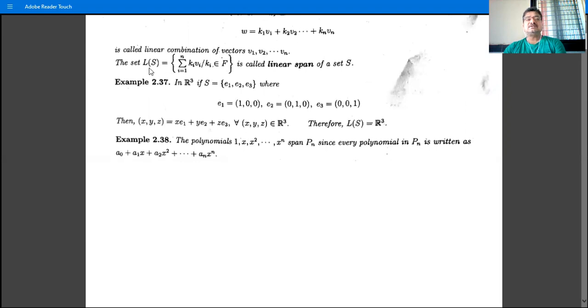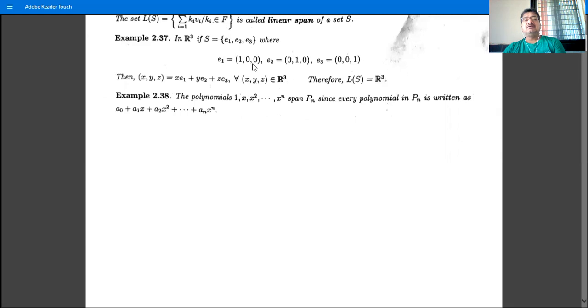So what is the set of all linear combinations? It is called the linear span of the set S. So this is the next definition, linear span. Note that from this example, every vector of R3 is expressed as a linear combination of these three vectors, every vector.